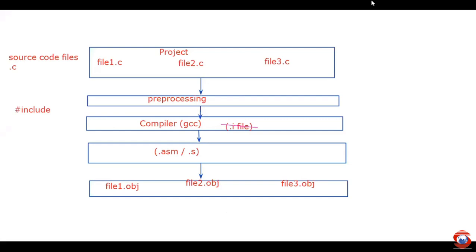Now logically if I speak, if there are file 1, file 2, file 3, then every time file 1.i will keep getting created, here file 2.i and file 3.i. Here also file 1.s, file 2.s, file 3.s, file 1.obj, file 2.obj and file 3.obj.